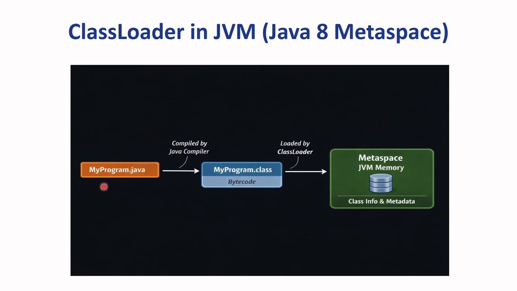First we have the source file myprogram.java, which is compiled by the Java compiler into a bytecode file called myprogram.class. This .class file contains platform independent bytecode which is then loaded by the JVM by the class loader. Finally, the loaded class information and metadata are stored in metaspace, a special area in JVM memory that holds this kind of data. This process enables the JVM to manage and execute Java programs effectively.